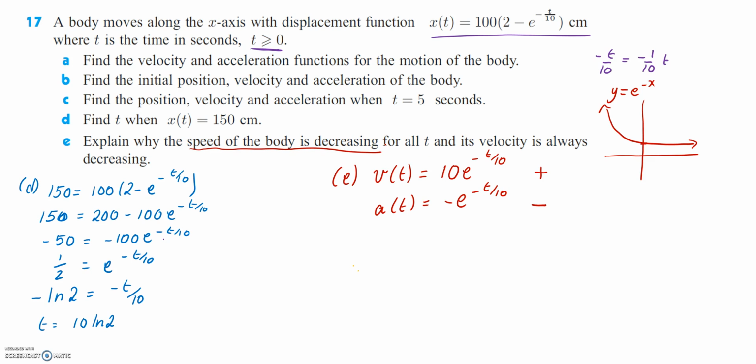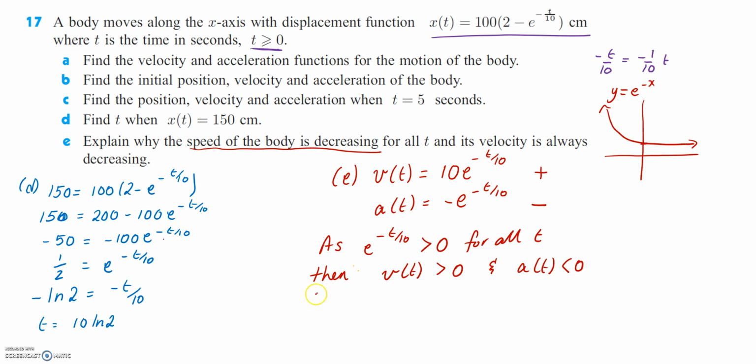The same can't be said for the acceleration, because this bit here, e to the minus t over 10 again, will always be positive, but then you're timesing it by minus 1, so that means the acceleration will always be negative, and therefore that's when the speed will be decreasing. So you can just say that in words if you want to. So we could say as e to the minus t on 10 is greater than 0, so it's positive for all t, then v of t is greater than 0 and a of t will be less than 0. Therefore, different signs, speed is decreasing.